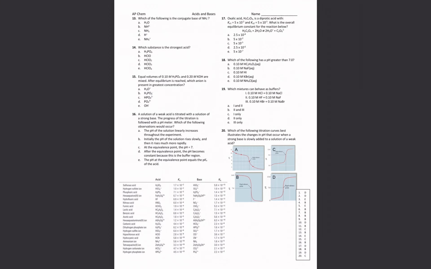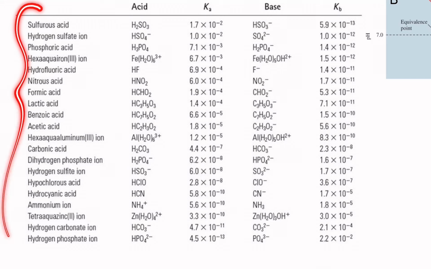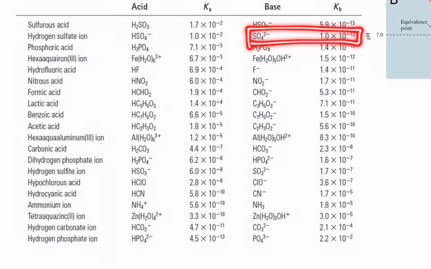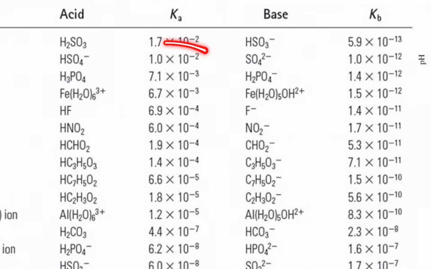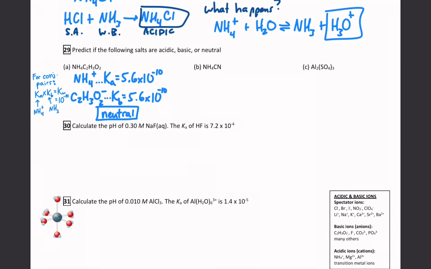If you flip ahead a few more pages in your own workbook there's a nice comprehensive table of K values for acids and their conjugate bases, and you can see they're written side by side to each other. Here's the hydrogen sulfate ion, 10 to the negative 2. Here's the sulfate, 10 to the negative 12. And there's a good example that proves exactly what we just said. Ka of the acidic part times Kb of the basic part equals 10 to the negative 14. Okay, let's look at a few others just to finish this up.